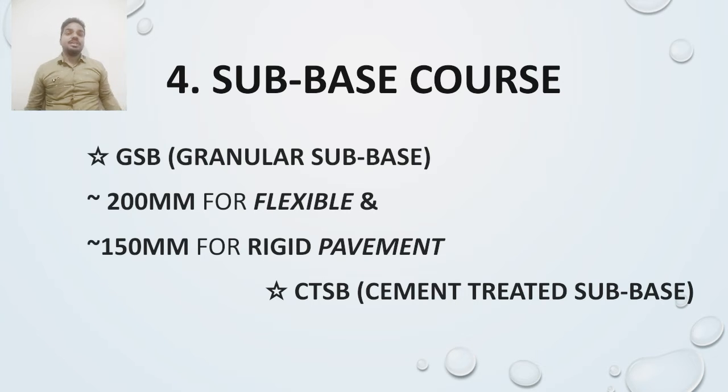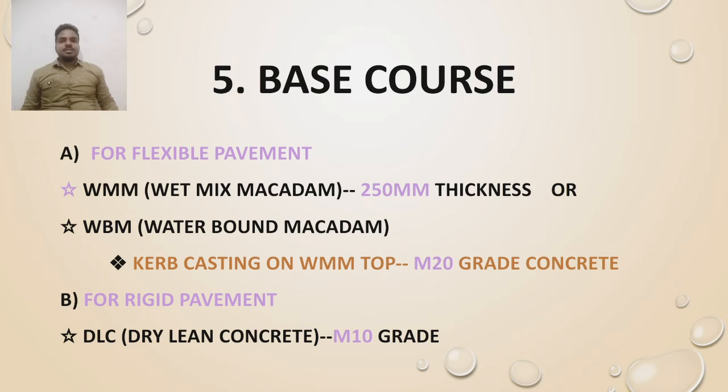Next point is CTSB, whose full form is cement treated subbase. Cement treated subbase is an intimate mixture of native soils and manufactured aggregate with a measured amount of Portland cement and water. CTSB hardens after compaction and curing to form a strong and durable base. Next is base course.